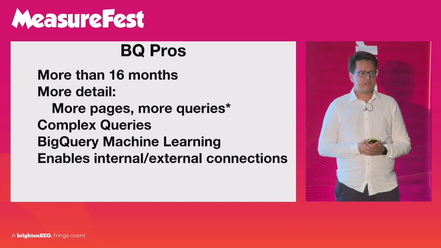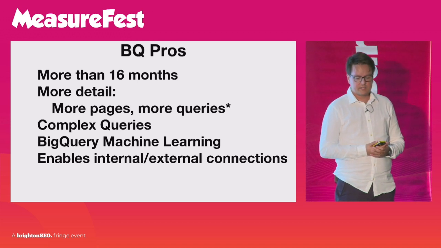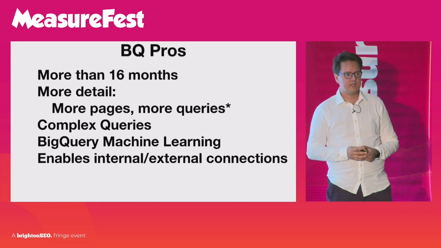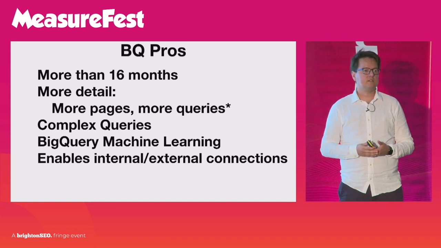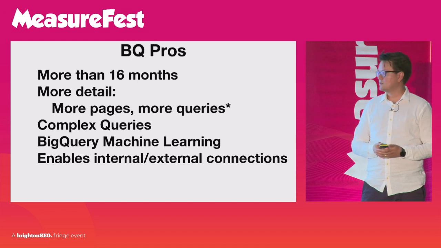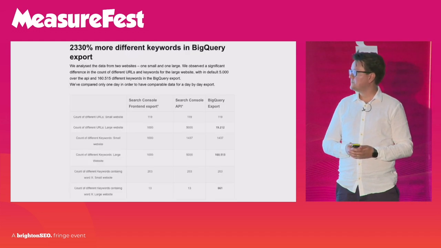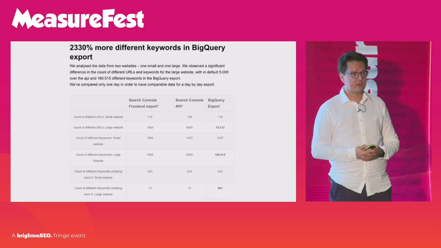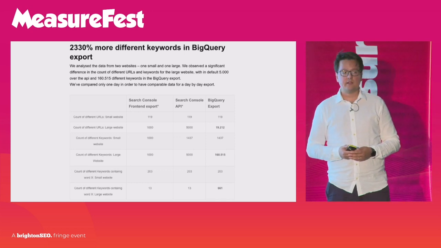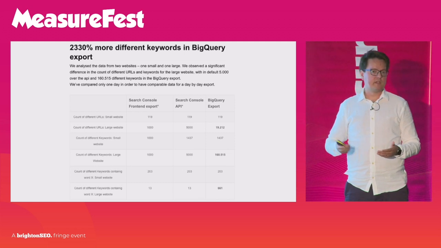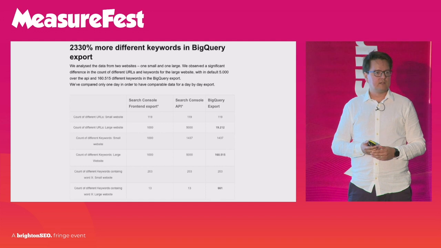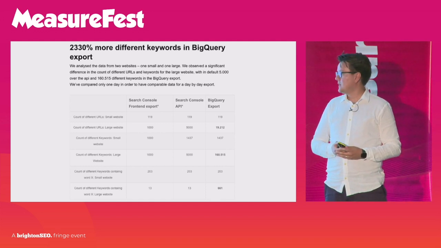You can run very complex queries, and most importantly, you can enable internal and external connections. So if you have Google Analytics data or revenue data and so on, you can use join to get them together. This is what I mean by more details. Again, this blog post shows us that websites get over 2,000% in granularity for their information.